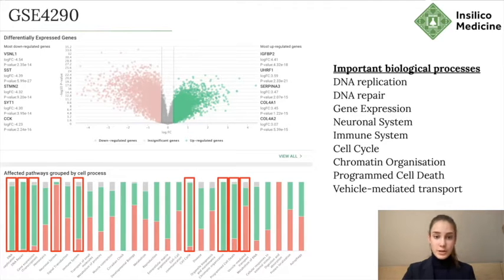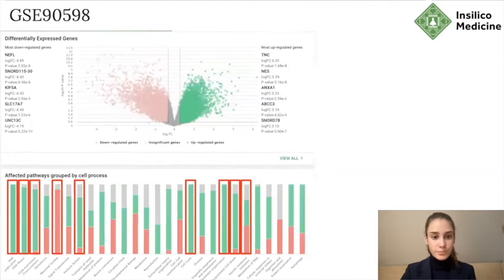The first three pathways are connected to DNA repair, DNA replication, and expression, and these are all upregulated in our datasets. The fourth pathway is the neuronal system, and you will notice that it is downregulated everywhere. The fifth one is connected to the immune system, mostly upregulated, and the last few pathways are connected to programmed cell death, the cell cycle, and chromatin organization, and these are all upregulated, while vesicle-mediated transport is mostly downregulated. Now, if we look at all our other datasets, we see the exact same picture.